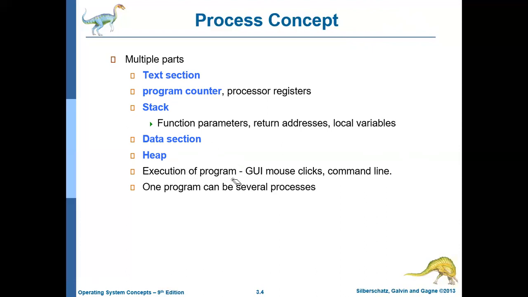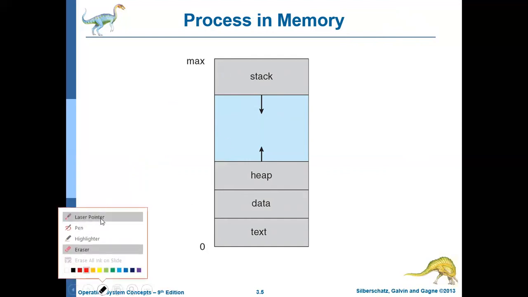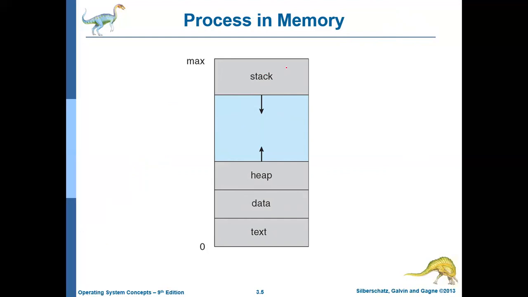Processes are started by double clicking the mouse or by typing a command on the command line, and there may be multiple processes for a single program. This is the diagram which shows the different sections of a process. Here the memory is shown as if it contains only one process, but this is not the real scenario. You may have multiple processes.